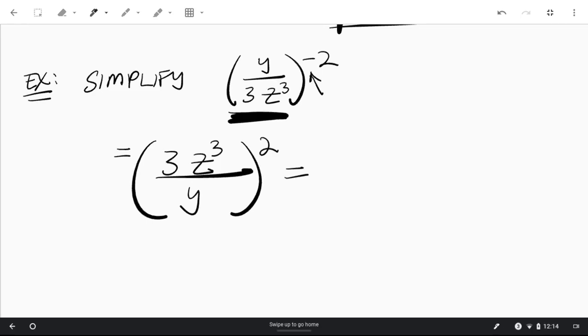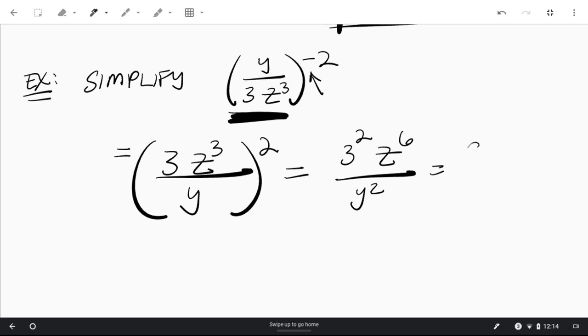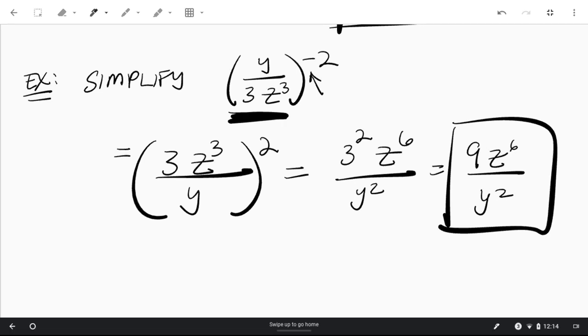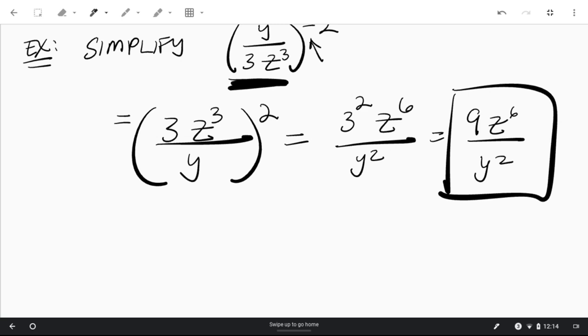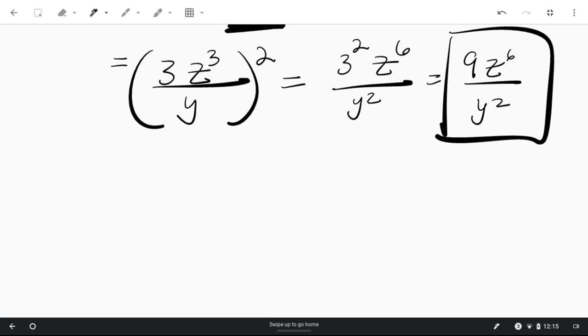Okay. And then now you can do each one on the inside. That will become 3 squared. Multiply the exponents: z to the 6th and y squared. Okay. And 3 squared is 9. Okay. So 9z to the 6th over y squared. Okay. Something easy like 3 squared, yes, I will expect you to work out.